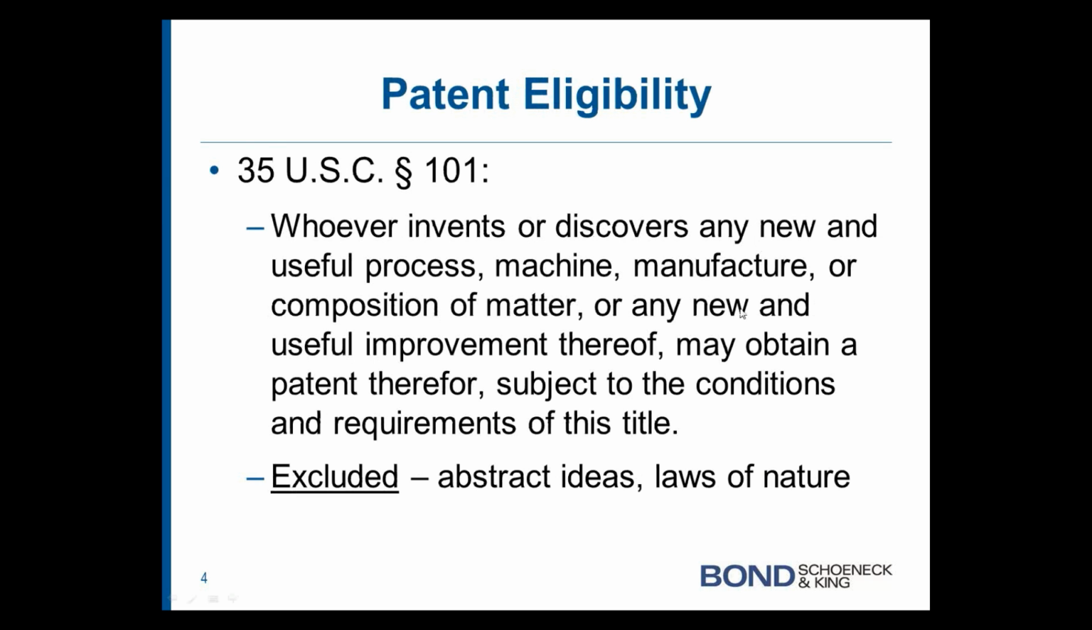So the foundation of everything that we're talking about today is 35 U.S.C. 101, which is the patent eligibility portion of the patent statute. And hopefully most of you have seen this. I'm not going to read it, but this is the patent eligibility statute, and what's excluded, which is important for our discussion today, are abstract ideas, laws of nature, algorithms, and we'll talk a little bit more about what's excluded from patent eligibility a little bit later.